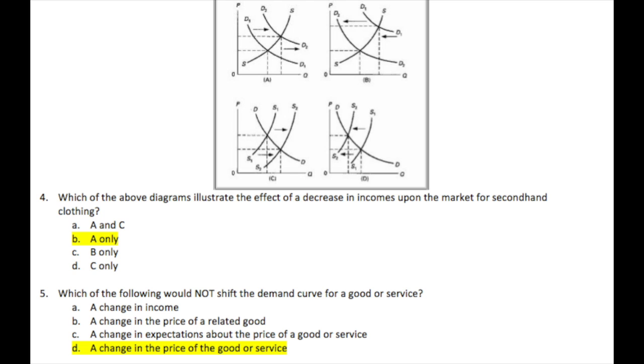So number 4 asks you, which of the above diagrams illustrate the effect of a decrease in incomes upon the market for secondhand clothing? So if incomes decrease, one of two things are going to happen in relation to secondhand clothing. Number 1, people aren't going to buy as many name brand or department store clothes, so they'll be holding on to their clothes longer, which would be an effect to supply. So supply for secondhand clothing would decrease.